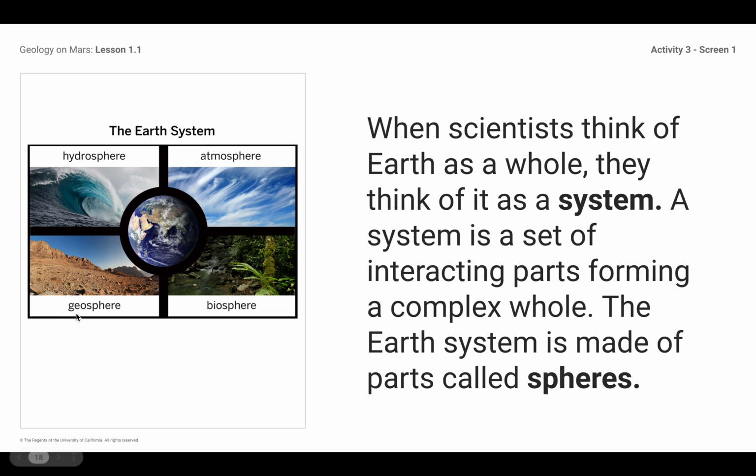In the geosphere, the prefix geo refers back to the rocky planet. It's the solid outer layer around a planet. So this has to do with rocks, soil, sand.